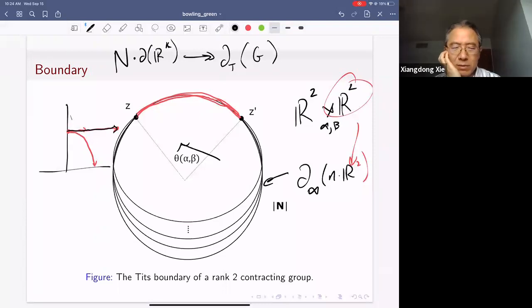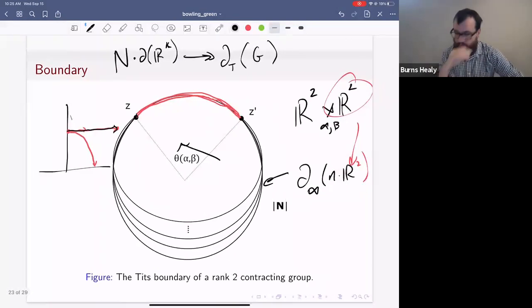You do have that. I mean, by your definition, contracting group. You have the one in one direction is contracting. That should give you negative. You know, it's harmonic direction, and the harmonic directions are isolating the Tits boundary. Right.